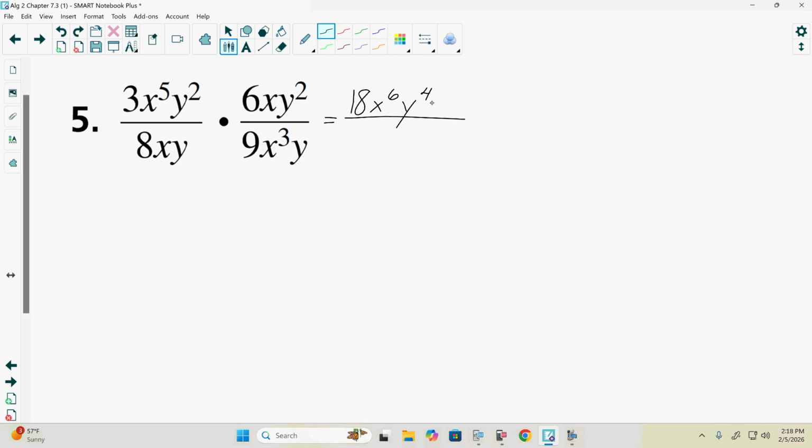On bottom, we have 8 times 9, which is 72. x times x to the third would be x to the fourth, and y times y is y. Well, 18 and 72. 18 is definitely smaller than 72, so there's a good chance, however that reduces, we're going to have a number on bottom. 18 might reduce completely, it might not, but we know we will for sure have a number on bottom.